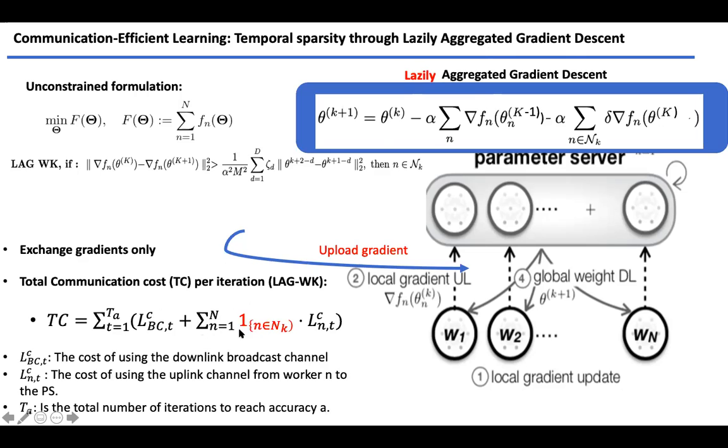Therefore, all of these workers will always be transmitting when we are using aggregated gradient descent. However, when we are using lazily aggregated gradient descent, this indicator function is 1 only if the worker is transmitting and 0 otherwise. And with very few workers transmitting at every iteration, this could be much smaller, and we could save so much in terms of the total communication cost compared to aggregated gradient descent. That's for the temporal sparsity approach.